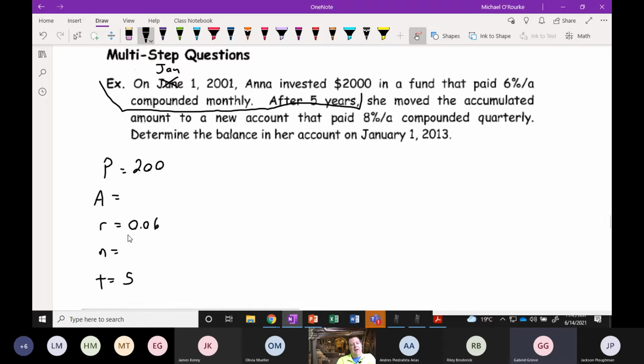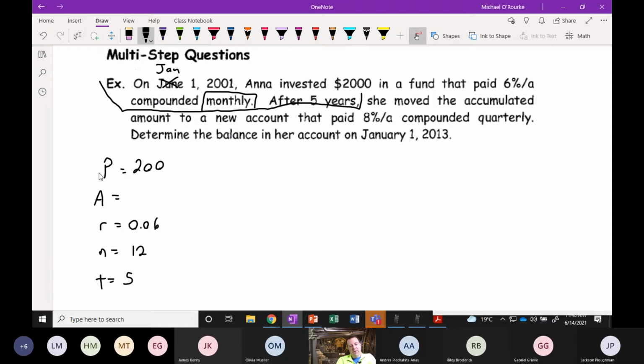I only need my N now. Okay, so 0.06. The N? Quarterly, so 4. We're doing the first investment. Oh, the first investment? Okay, 12. 12. Right, so we have to figure out the first investment.